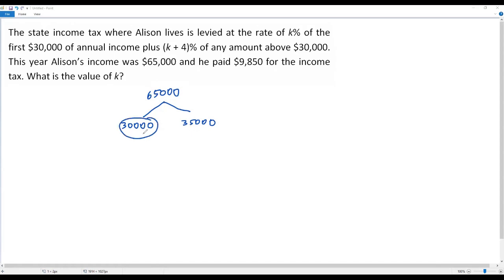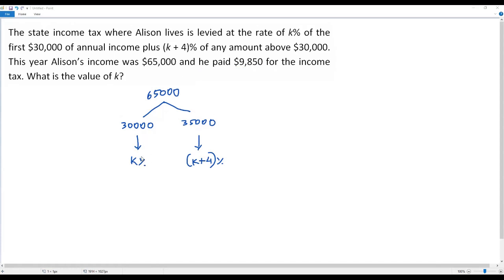So this is the first 30,000 of the income. For this one the income tax rate is K%, and for the income above 30,000 we have the income tax rate K + 4%. That is, for this $35,000 we have the income tax rate K + 4%. So when I calculate K% of this value and K + 4% of this value and add them, I get the total income tax paid. That is also given in the question: $9,850. He paid $9,850 for the income tax.